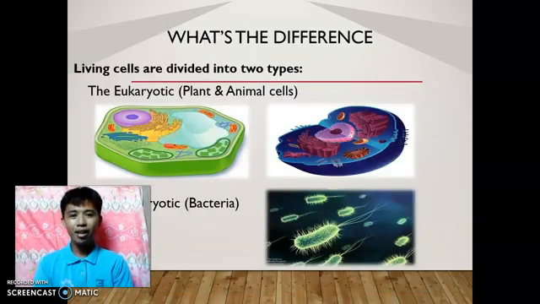Living cells are divided into two types: the eukaryotic cells, which include plant cells and animal cells, and the prokaryotic cells, which include the bacteria cells. Plant and animal cells both contain organelles, many of which are found in both types of cells. However, some organelles, such as chloroplasts, the cell wall, and large vacuoles, are only found in plant cells.